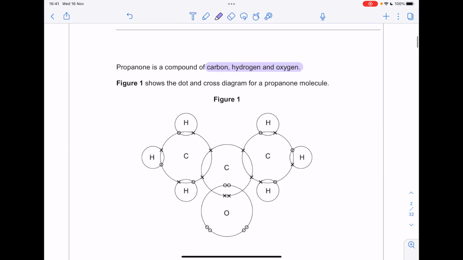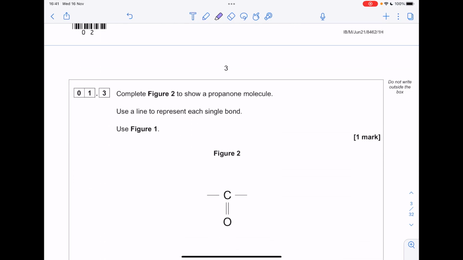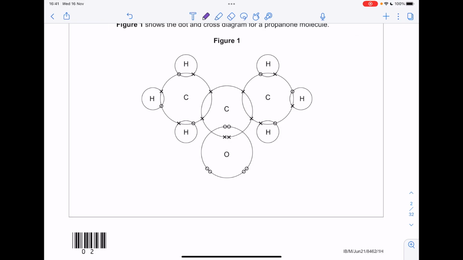Propanone is a compound of carbon, hydrogen, and oxygen. Figure 1 shows a dot and cross diagram for propanone. Complete figure 2 to show the propanone molecule. Use a line to represent each bond. I'm just going to draw it here so I can see I've got a carbon, 3 hydrogens, carbon, and look, there's a double bond there to oxygen, carbon, 3 hydrogens.